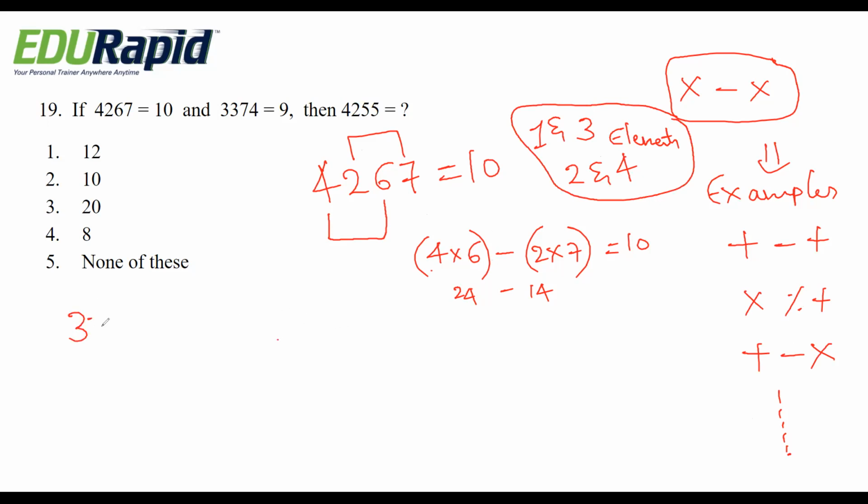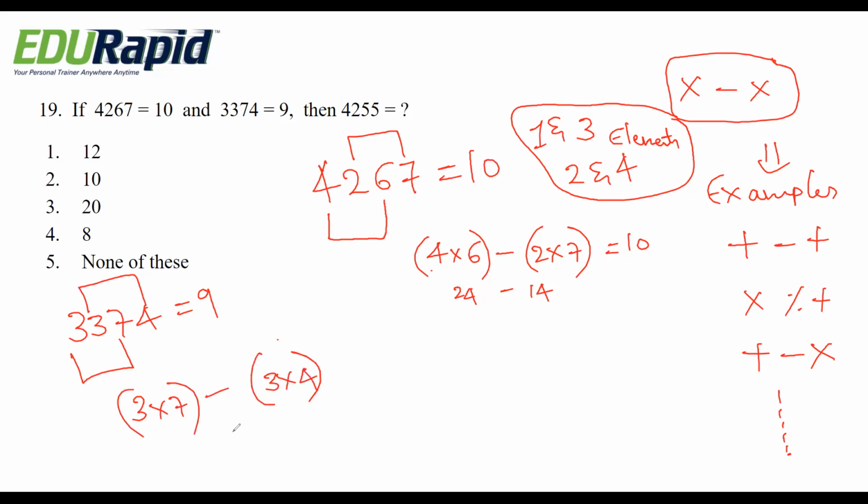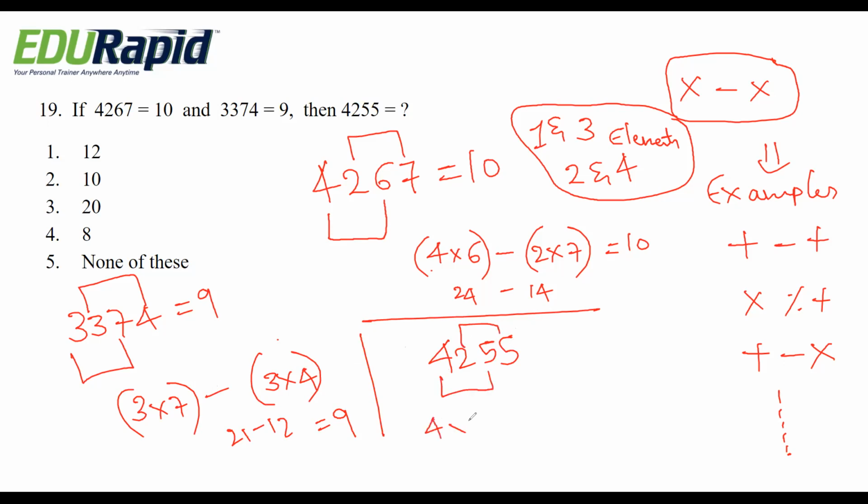Let me check with 3374 equals 9. First and third element: 3 into 7 minus 3 into 4. 7 threes are 21 minus 12. It is 9. Yes, it follows. So similarly, what is 4255? First and third element minus second and fourth element. 4 fives are 20 minus 5 twos are 10. It is 10. So option 2 is the right answer.